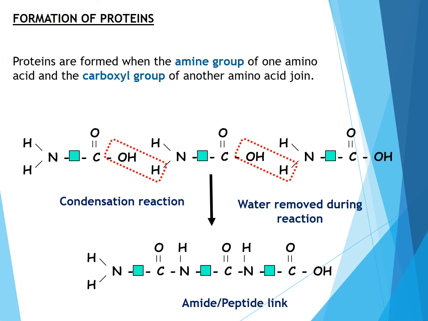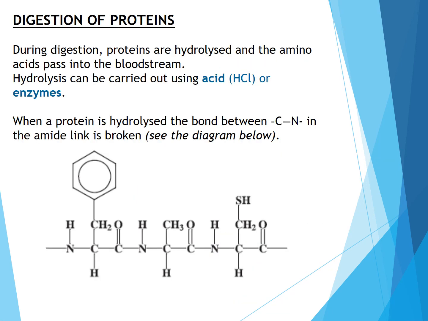When they link together, we form part of your protein chain, and we form a new linkage known as an amide or peptide link, which is a C double bond O NH group.